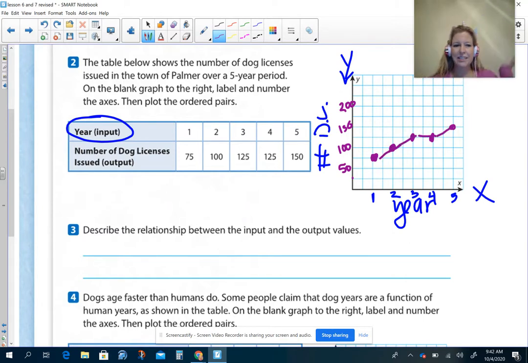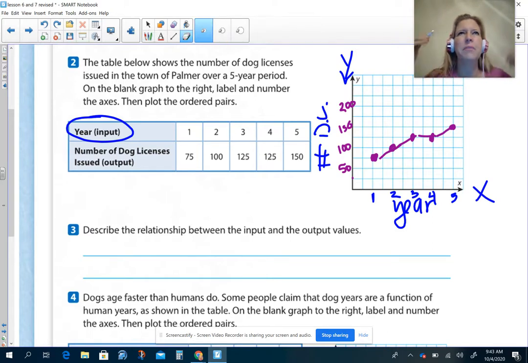Okay, is this a function? Do I have any dots that are on top of each other? It's kind of like saying, well, in year 3 we sold 125, and in year 3 we sold 150. I couldn't have sold the same in the year, so I want you to imagine that, so I can't sell 2 different amounts of the same item in the same year. So this would be a function.